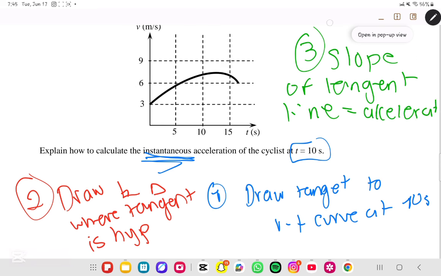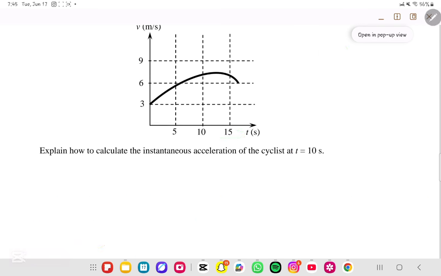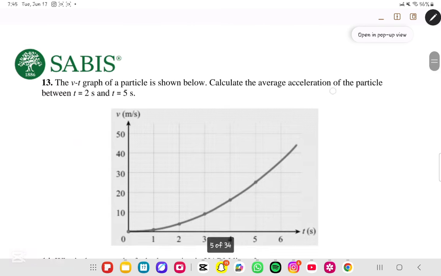So again, the first thing you need to do is draw a tangent to the velocity time curve at 10 seconds. After this, you will need to draw a right triangle where the tangent is the hypotenuse, and you will need to find the slope of the tangent. How do you find it? You can do the rise over the run. So what is the rise? The rise is going to be the y-axis and the run is going to be the x-axis. Very simply, this is how you calculate the instantaneous acceleration of the cyclist at a specific time given a curved graph.